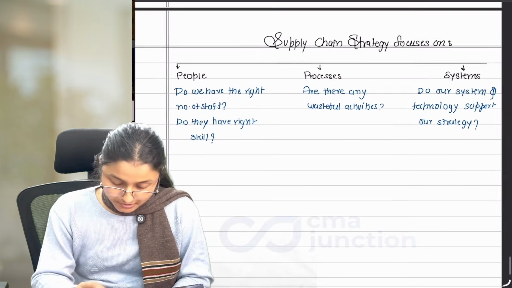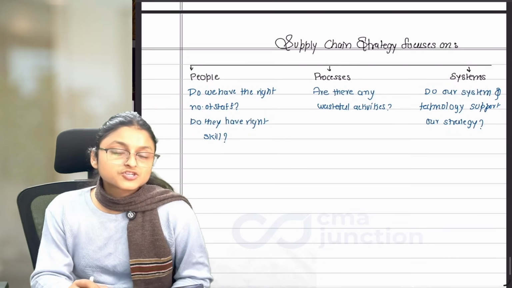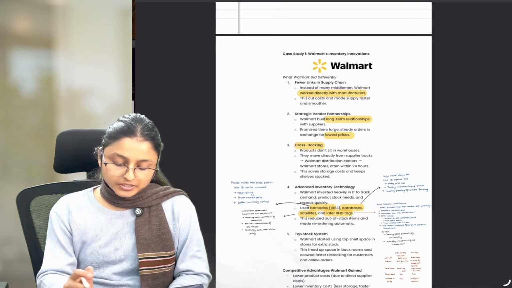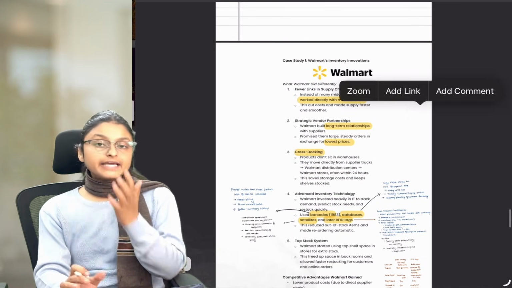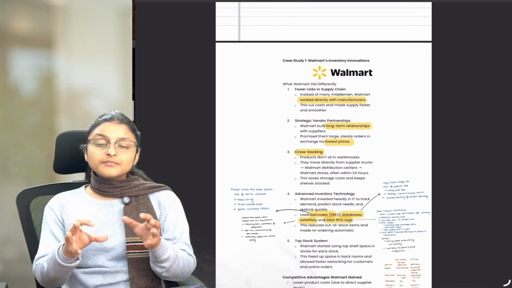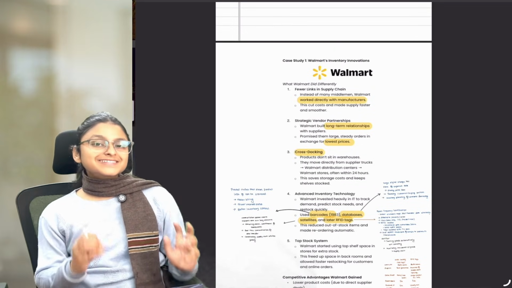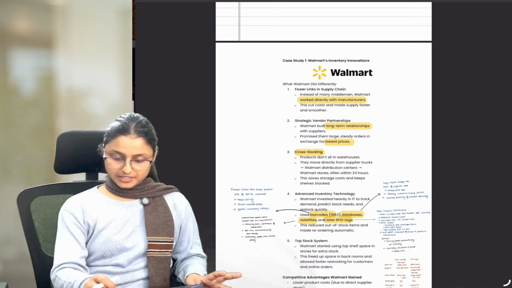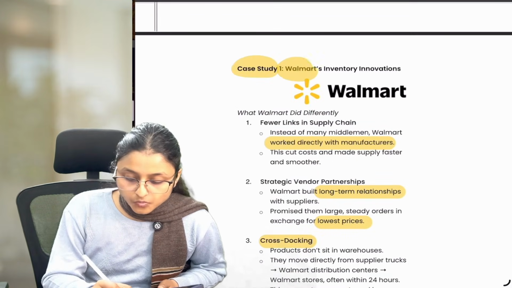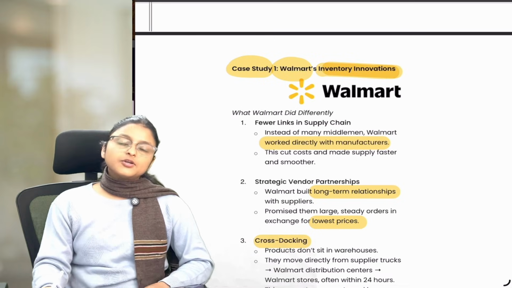Done. So this was all the information we have read about supply chain strategy. Now let's move forward to our next part, and that is case studies of supply chain. These case studies are very interesting and important to remember and understand the concept of supply chain. Let's take an example. The first case study is Walmart's inventory innovation.